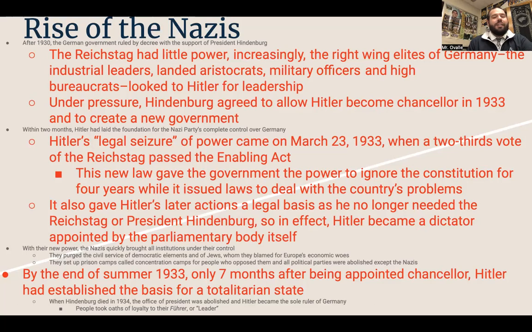Within 2 months, Hitler had laid the foundation for the Nazi Party's complete control over Germany. Hitler's legal seizure of power came on March 23, 1933, when a 2/3 vote of the Reichstag passed the Enabling Act. This is going to be a test question. This new law gave the government the power to ignore the Constitution for 4 years while it issued laws to deal with the country's problems.